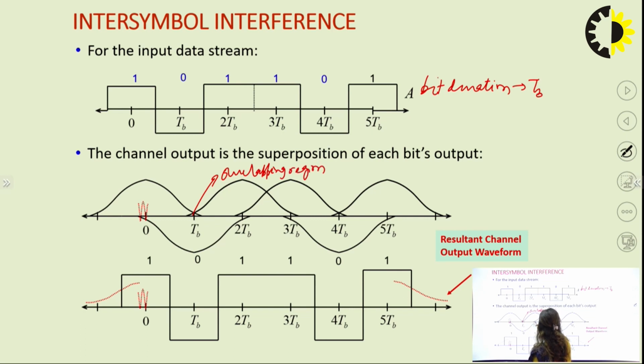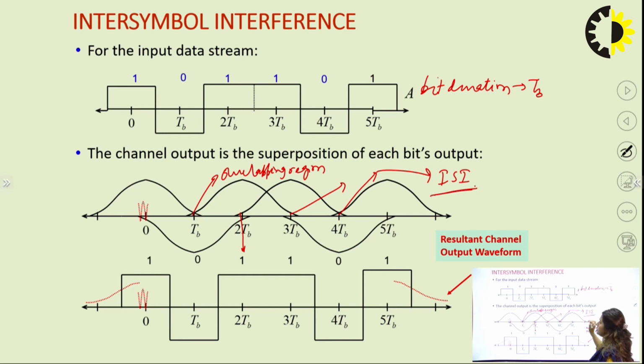So, this portion is overlapping, again this is overlapping, this is overlapping. So, all these problems are called inter-symbol interference. Between the symbols there will be interference or overlapping due to the spreading of the data in the channel, and this problem is called inter-symbol interference.